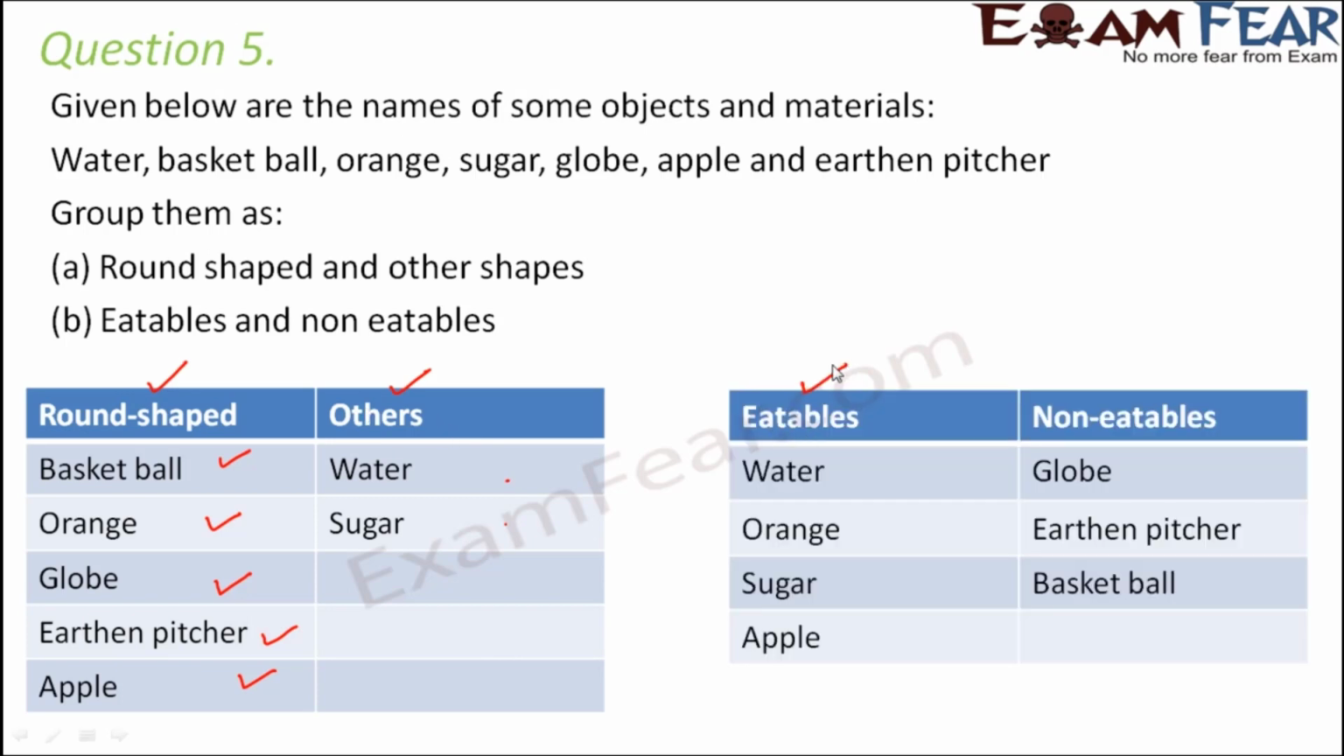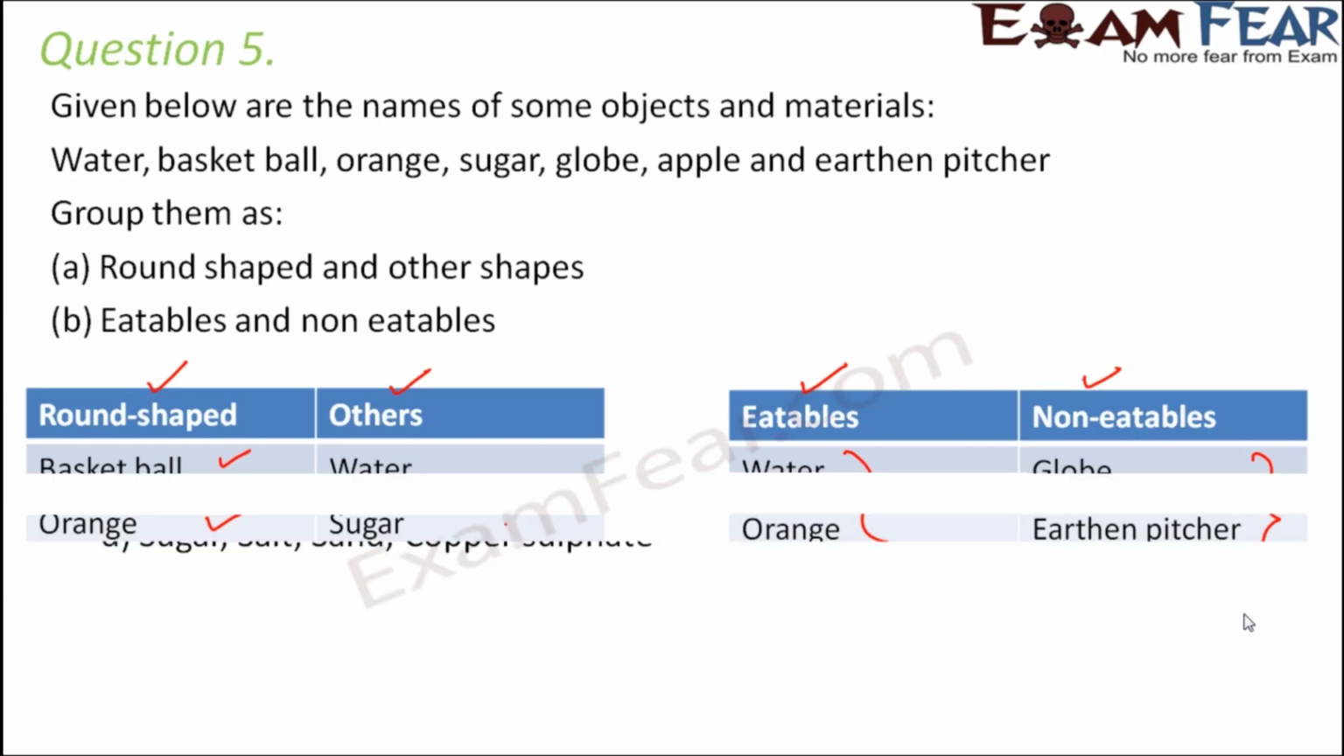Eatables and non-eatables: something that can be eaten, and something that cannot be eaten. So see, water, orange, sugar, and apple, these are things which we eat. But can you eat a globe? No. Basketball? Of course not. Earthen pitcher? Again, no. So these are the non-eatables. This is how we actually sort materials based on their properties. And then we separate into 2 or 3 groups, and we keep putting them into their respective groups.